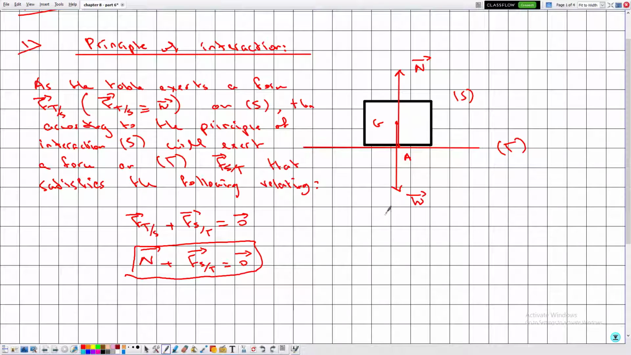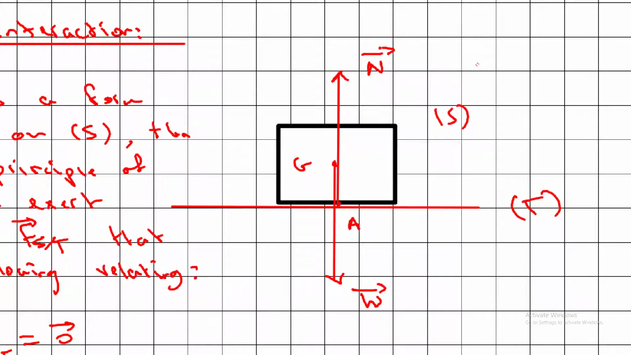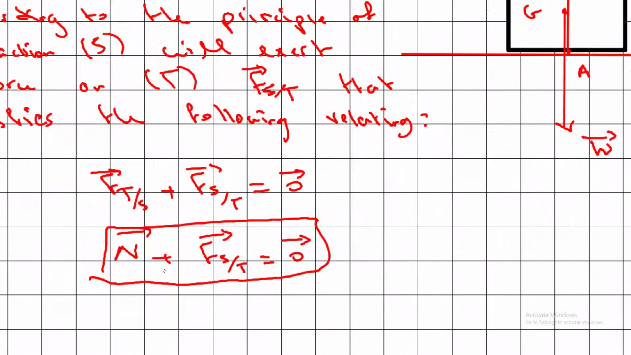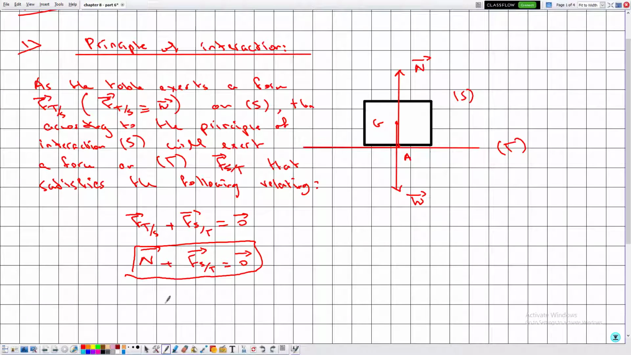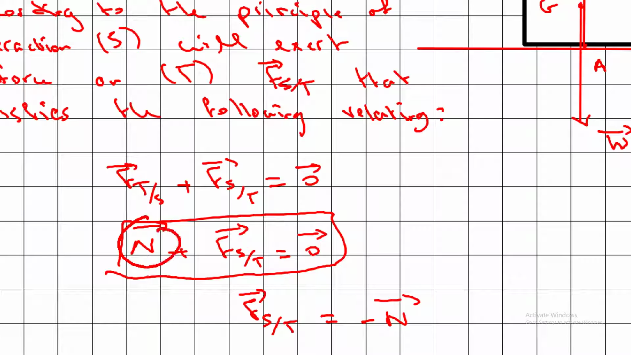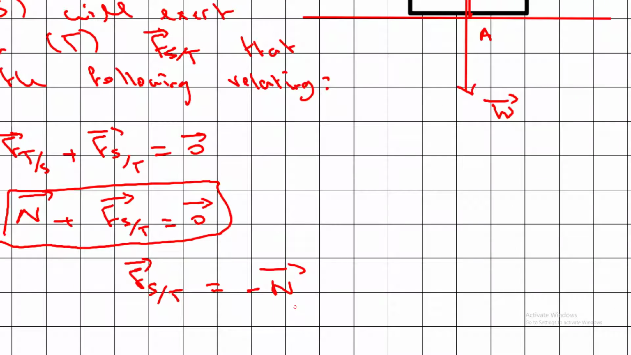But why? Now notice that we have said that this force, the force N, is the force exerted by the table on us. According to the principle of interaction, there must be another force given by F S on T. So what is this force? If we want to solve this vectorial equation, it will be given by minus N vector after we drag this vector to the right hand side. So 0 vector minus N vector will be simply minus N vector. So this force that we are talking about, the force exerted by S on T, is given by minus N.